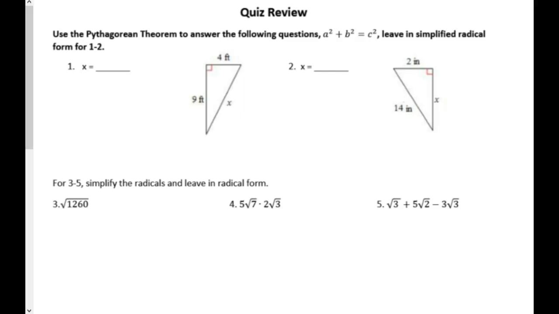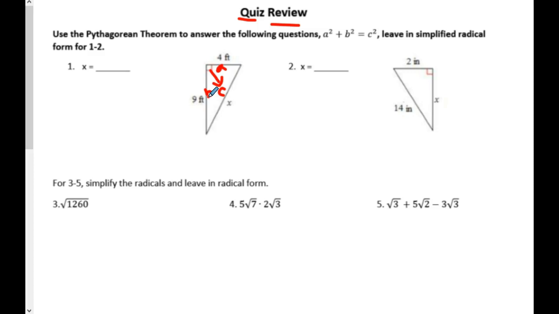All right, so we're going to do a quiz review. We're having a quiz on reducing radicals and Pythagorean Theorem. Looking at number 1, I have a right triangle. Please remember to always label C, and then A and B are the other two, right?